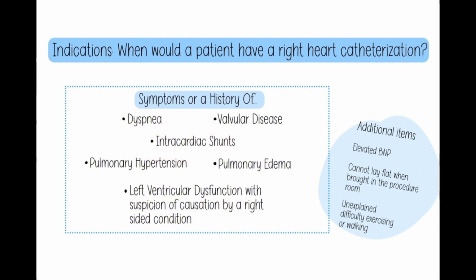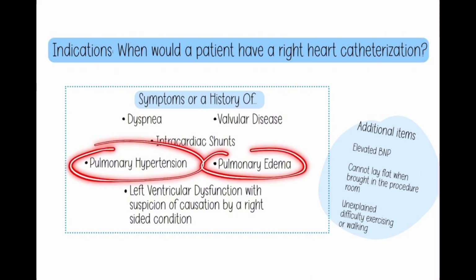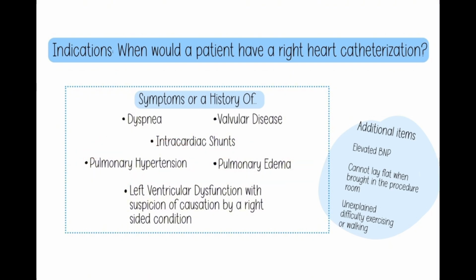Intracardiac shunts, those holes in the heart that we talked about, if they have a PFO or an ASD in the atrium, or a VSD in the ventricle, or a PDA between the aorta and the pulmonary artery. Pulmonary hypertension, a pulmonary condition where the PA pressure is abnormally high, like systemic hypertension for high blood pressure, but on the other side.